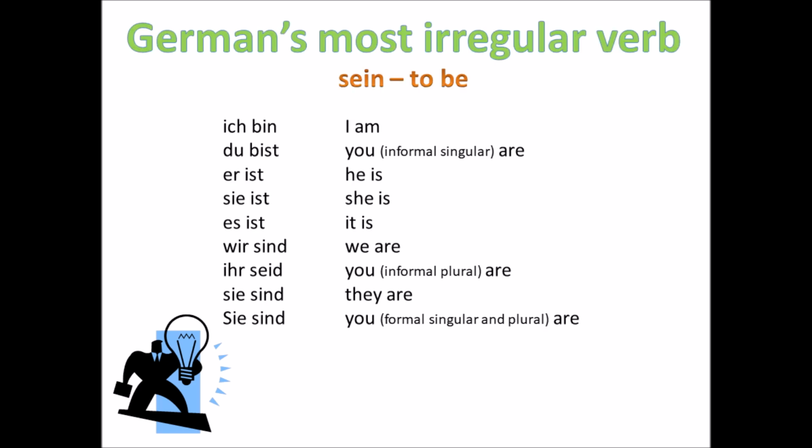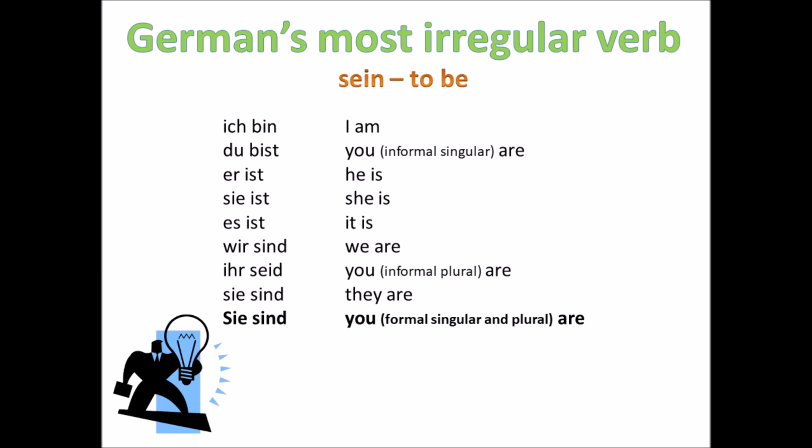Like the English verb to be, sein is completely irregular and acts nothing like a regular verb. It doesn't even keep its stem. Instead you get ich bin, I am, du bist, you, informal singular, are, sie or es ist, he, she or it is, wir sind, we are, ihr seid, you, informal plural, are, sie sind, they are, and sie sind, you, formal singular and plural, are.